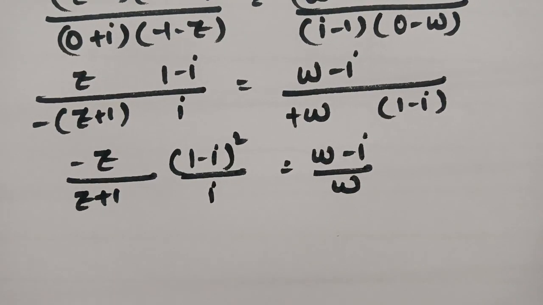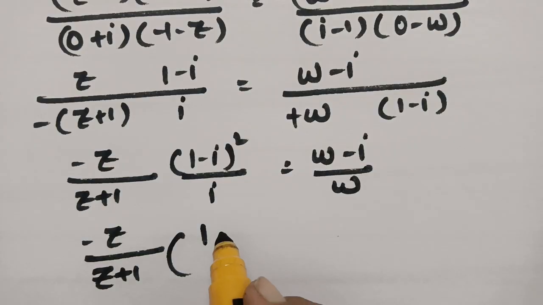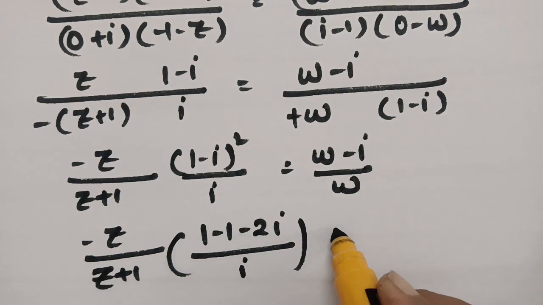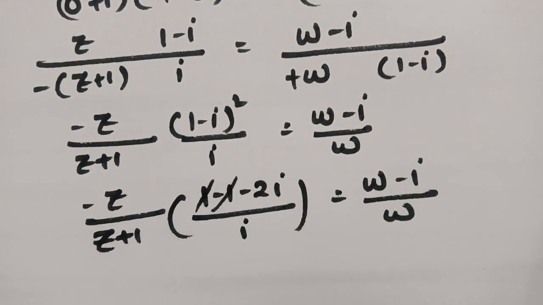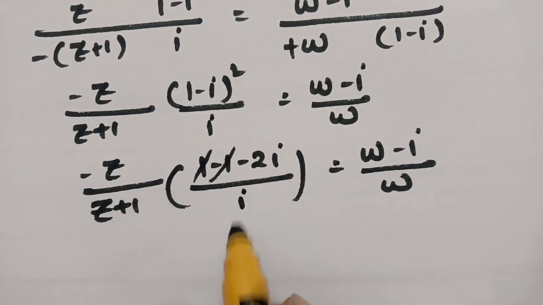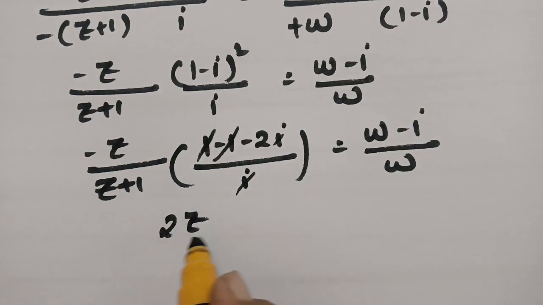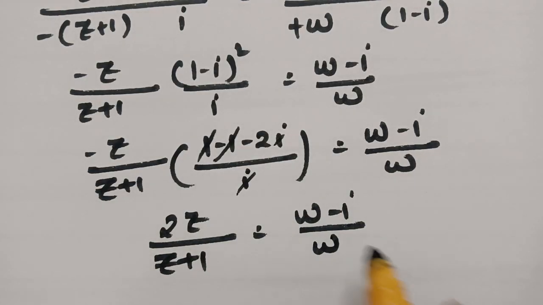Clear? And now see here, if I expand this one, minus ZI, this is Z plus 1. If I expand, this is A square plus B square. So this value is going to become minus 1, and this is minus 2I by I, which is equal to W minus I by W. Clear? So I can cancel these two, and here I also got cancelled. This is I into I, so this value I into I also I can cancel, and if I multiply, this will be 2Z by Z plus 1 is equal to W minus I by W.